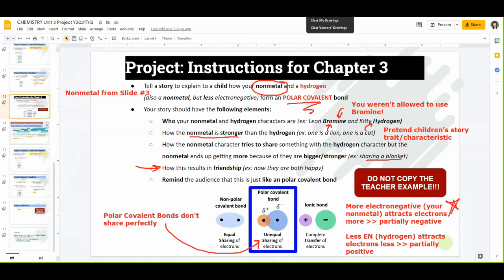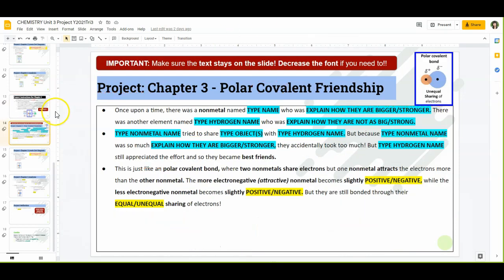All right, so let's go ahead and take a look at our actual story. Again, you don't need to actually write anything on slide 13. This is just instructions. So now taking a look at slide 14, this is where you actually do your story. So you say, once upon a time, there was a nonmetal named. Again, this is your nonmetal from slide number 3. Again, make up their first name. It can be a different first name than your other stories, but their last name should be the actual element.